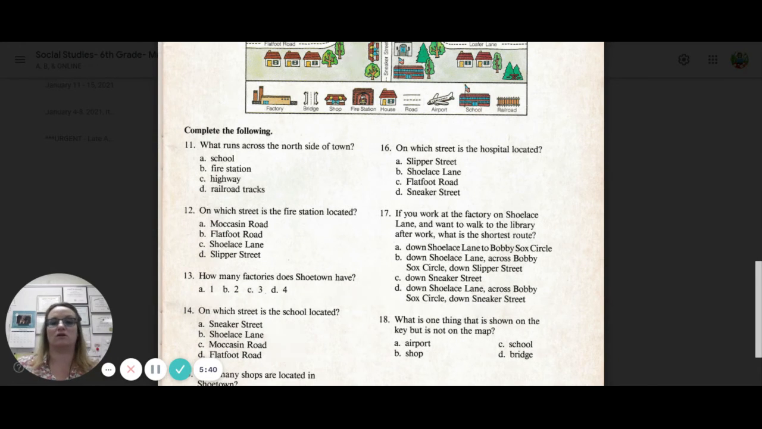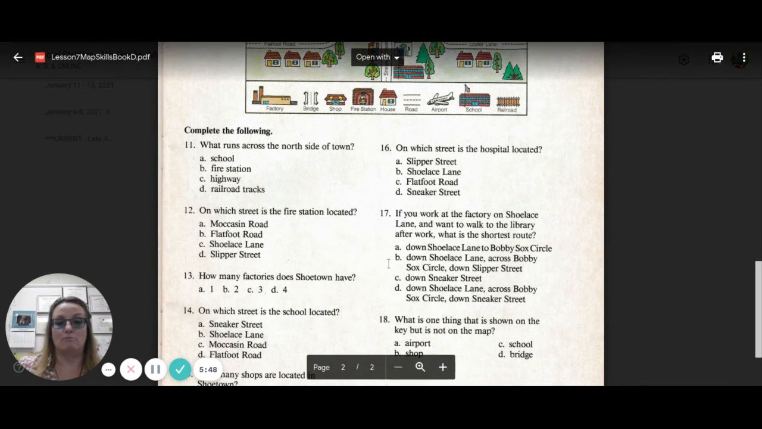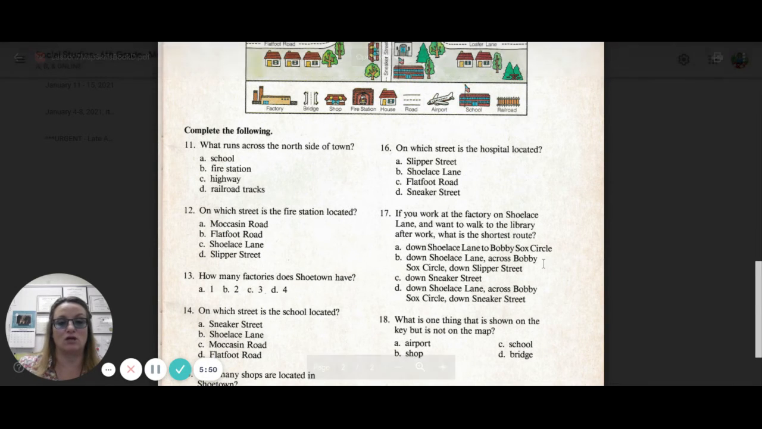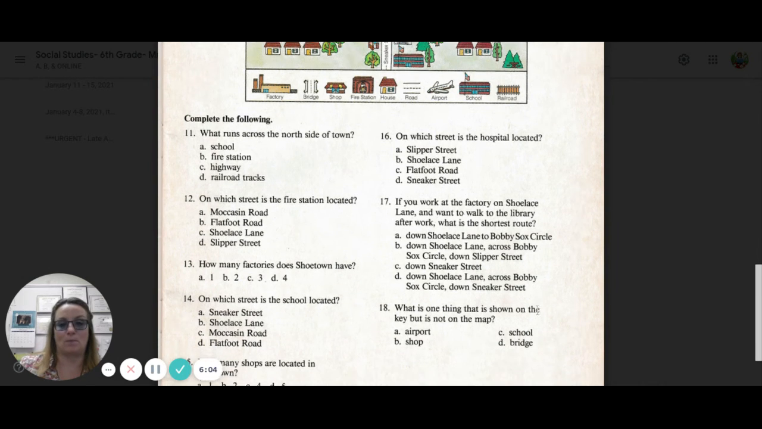Now let's read through here and see which one matches your route. It's either A, down Shoelace Lane to Bobby Sock Circle, B, down Shoelace Lane across Bobby Sock Circle, down Slipper Street, C, down Sneaker Street, or D, down Shoelace Lane, across Bobby Sock Circle, and then down Sneaker Street. So which is the shortest route?